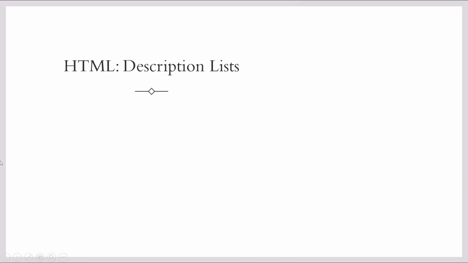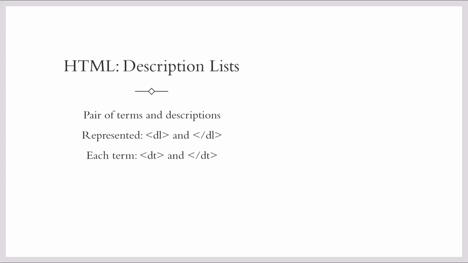Another type of list is description list. This type of list is made up of pairs of terms and descriptions. To create a description list, use the DL tag with DT for terms and DD for descriptions. Description lists are commonly used for glossaries or definitions. Let's see an example.